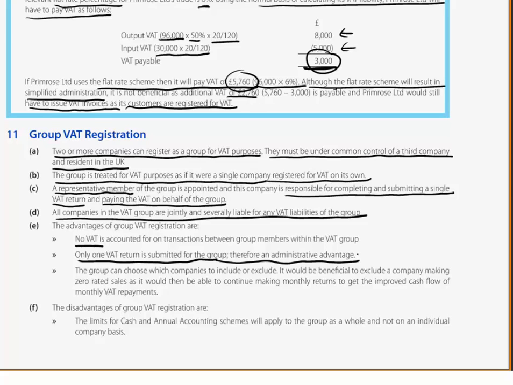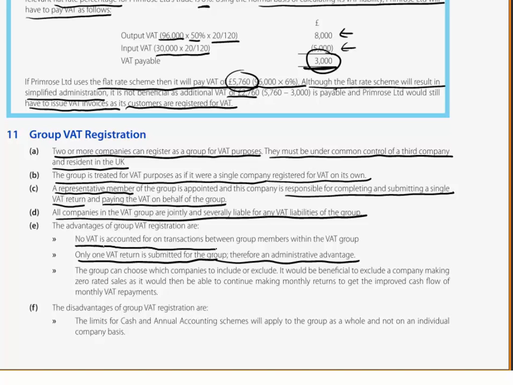Although, as we'll see when we come to the disadvantages, although it's only one VAT return to be submitted, you've still got to collect, of course, in that representative member, all of the figures still from each of the group companies within the group VAT registration. If any one of them is late or is incorrect, then you're going to have problems for the VAT return. So you've still got to amass the same information.